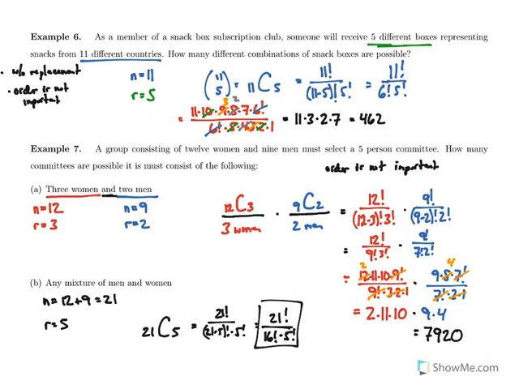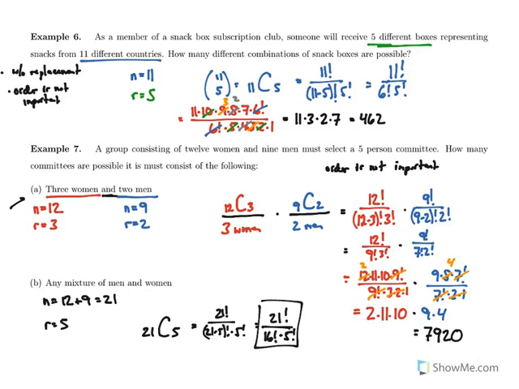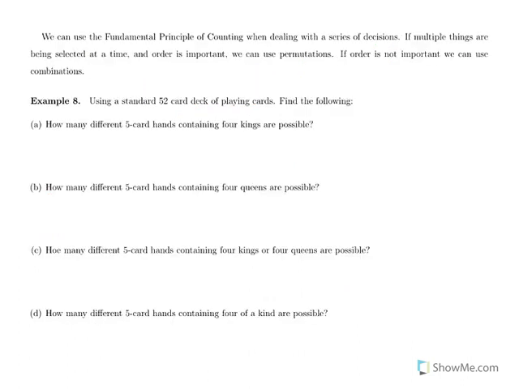All right, combinations: order is not important. Permutations: order is important. So now let's bring it all together. We have 3 different strategies we can use. The fundamental principle of counting: with any series of decisions, we can multiply them together. In fact, we used that on the previous page in part A, because we had 2 decisions to make, and we just multiplied our 2 together. If we're selecting multiple things at a time and order is important, we use permutations. If not, then we use combinations.